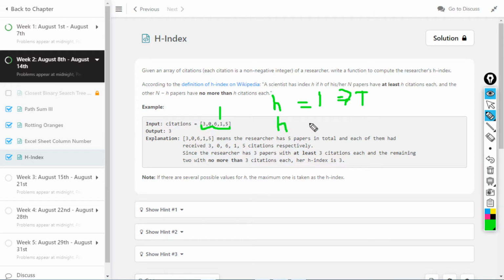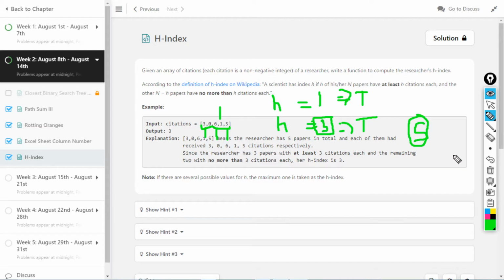Now H equals 3. How many papers have more than or equal to 3 credentials? It is 6, it is 5 and 3. So we have 3 papers, and this is also true, so our answer is now 3. Now let's check for 5. For 5 we have only two papers which have credentials equal to or greater than 5. So this condition is not fulfilled.